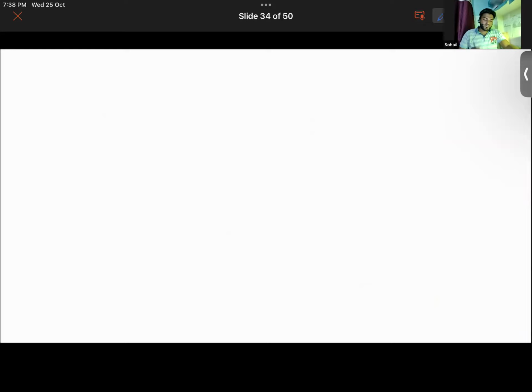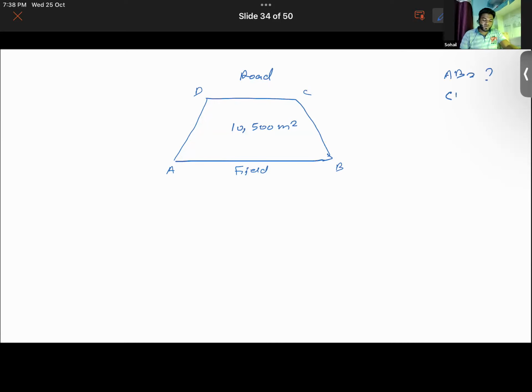Look. The question here says that the trapezium is shaped like this and the area of trapezium given is 10,500 square meter, right? This side here is touching the road and this side here is touching the river or field. A, B, C, D, we have done the naming. We need to find out what A, B and C, D are measuring. This is question number 14. As per the question, the side that is touching the field is double the side that is touching the road. So we will assume it to be exactly x, and then that will be 2x.